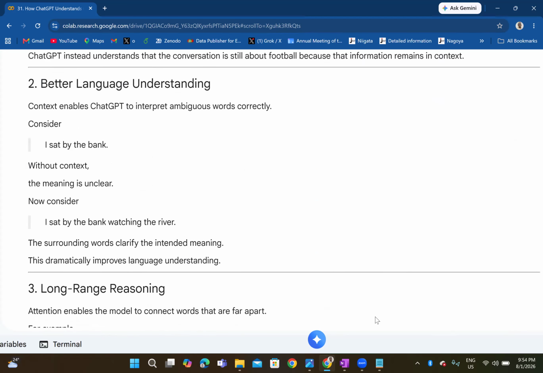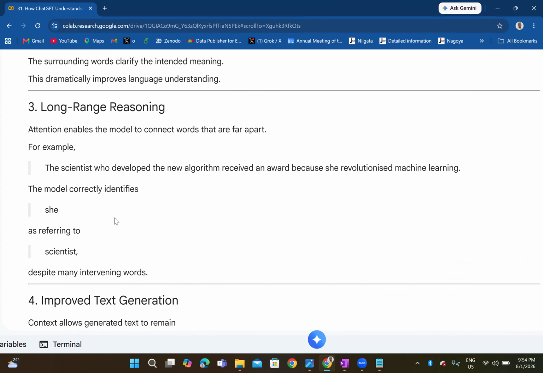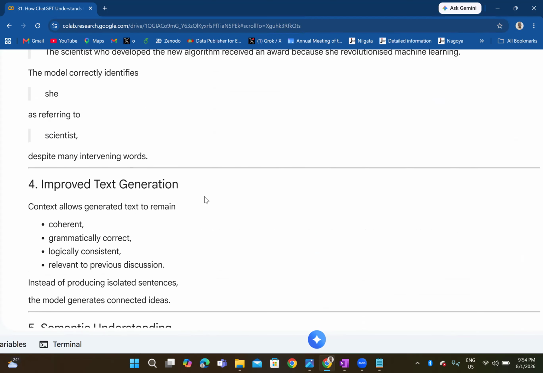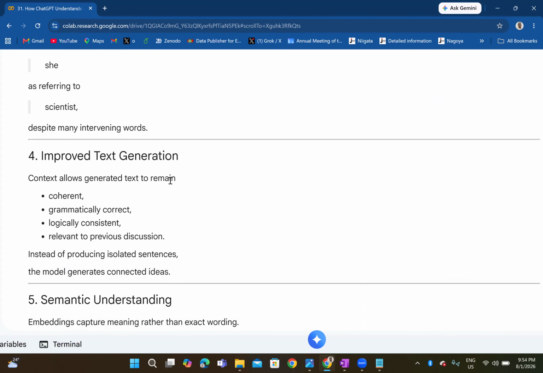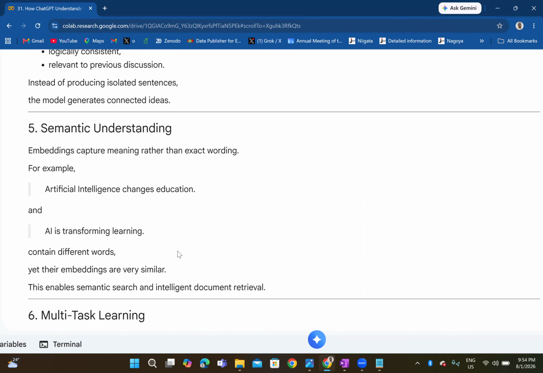Then better language understanding. Context enables ChatGPT to interpret ambiguous words correctly. Consider, I sat by the bank. I mean, we've used this example a lot. Then long range reasoning, we've also talked about that. Attention enables the model to connect words that are far apart. Then improved text generation. Context allows generated text to remain coherent, grammatically correct, and all that. I've talked about semantic understanding.